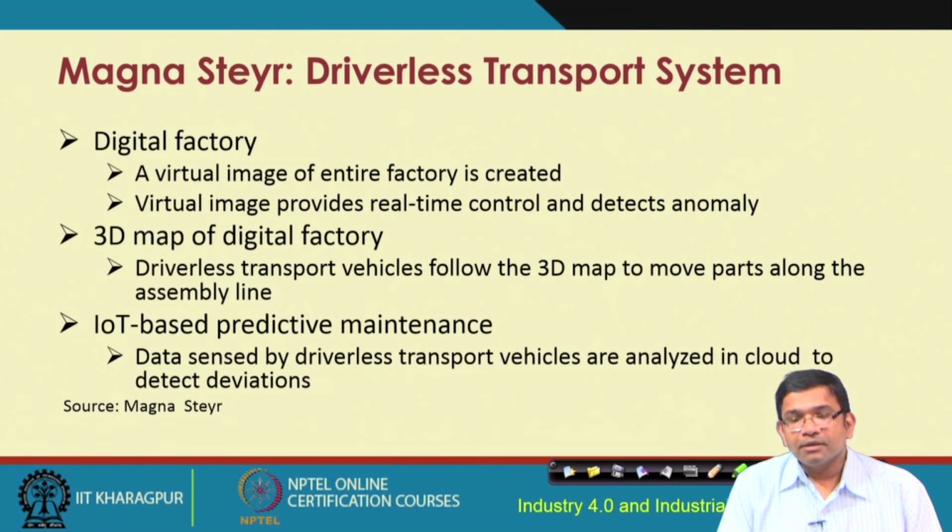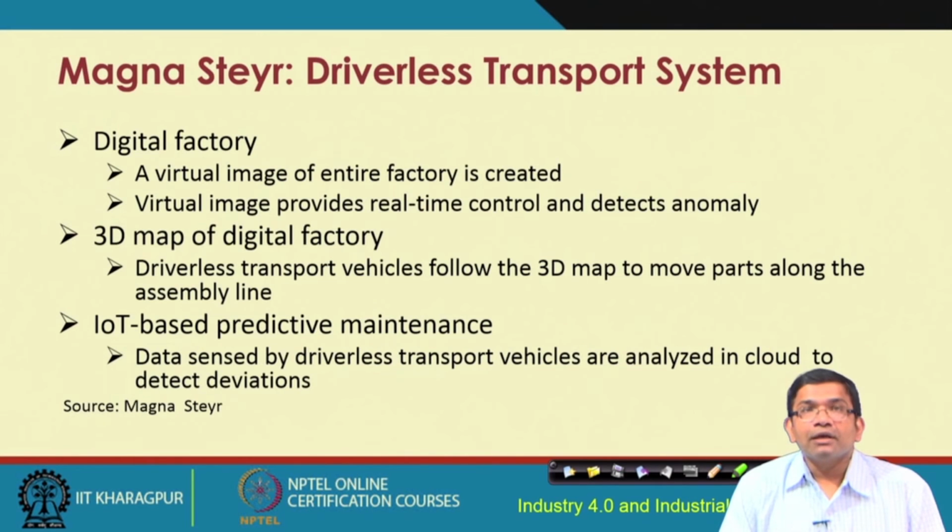MagnaSteer has the driverless transport system. They have the digital factory which offers a virtual image of the entire factory, and that is done using advanced technologies. This virtual image provides real time control and detects any anomaly. With the help of the data collected, they create the 3D map of the digital factory, and that basically helps in doing a number of things efficiently, including predictive maintenance of their transport vehicles using the data that is stored in the cloud.